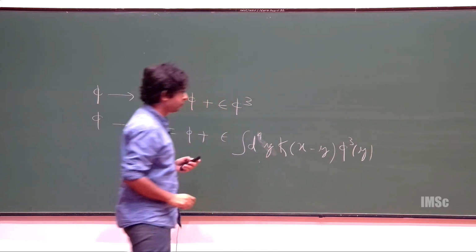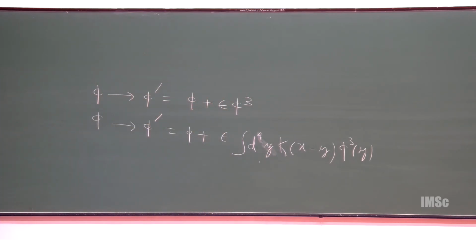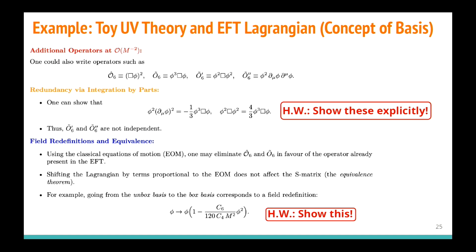d4 over d4y. So, it is not going to be a good transformation, and we will not be able to get the same S matrix. So, this is called the equivalence theorem, and I would like you to have a look in detail at the equivalence theorem.